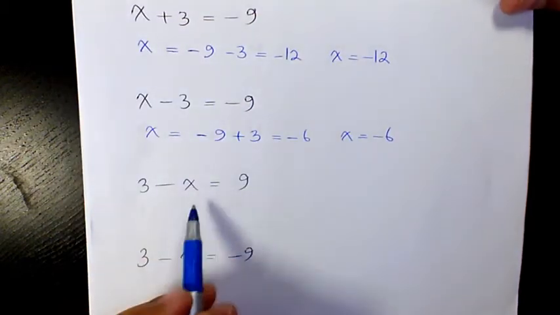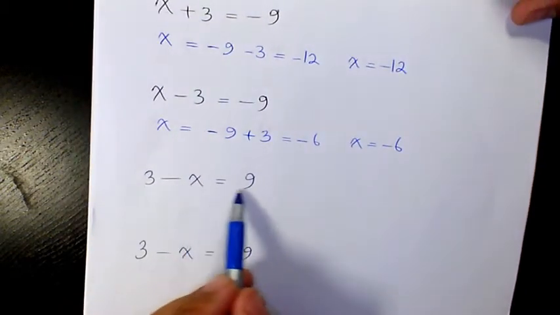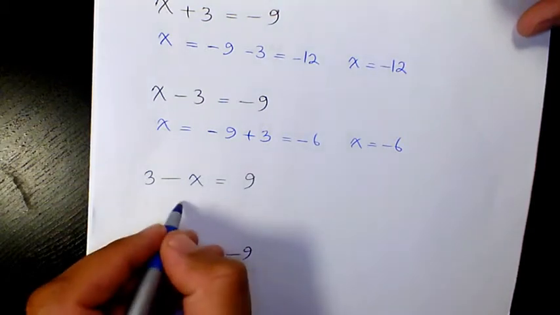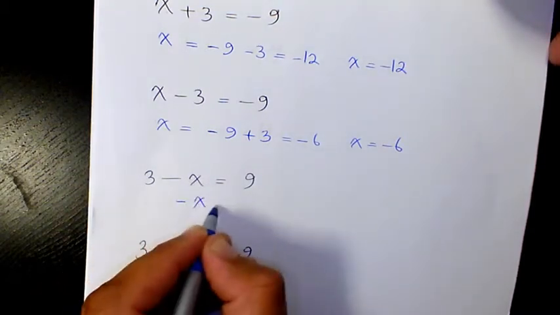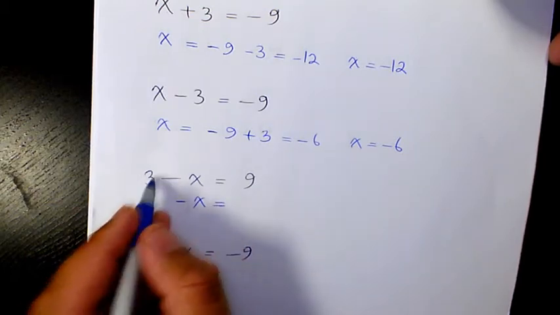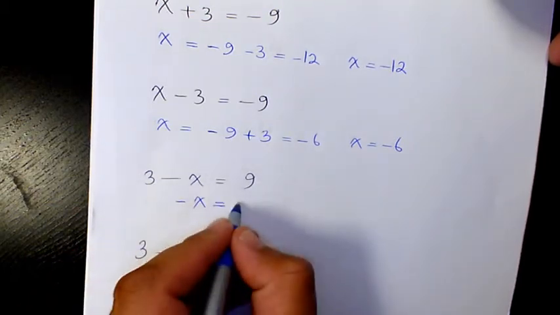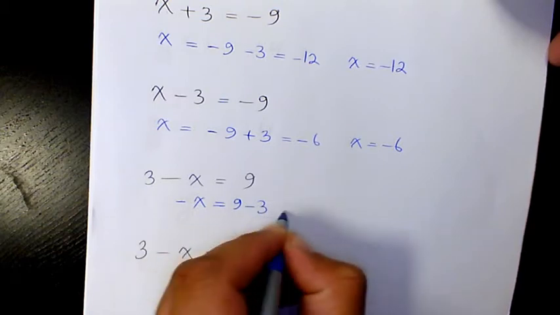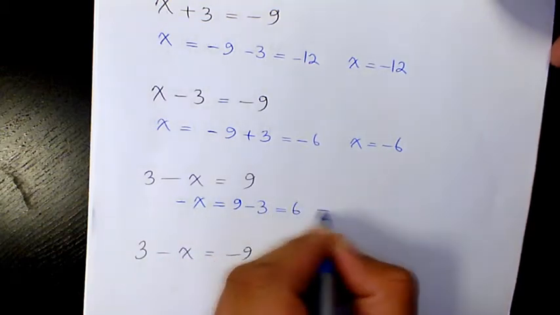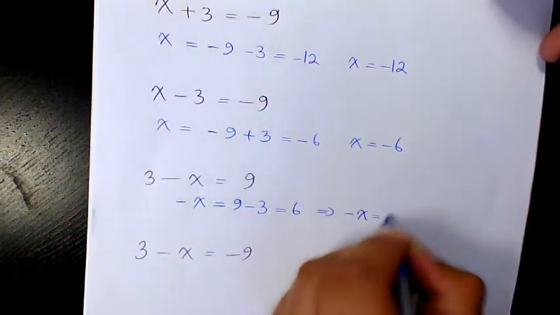Next one, it says 3 minus x equals 9. So first thing I need to do, I need to keep negative x, which is the variable, on the left hand side, and I move 3 to the other side, so it becomes negative. So it's 9 minus 3, which will be equal to 6. So negative x equals 6.